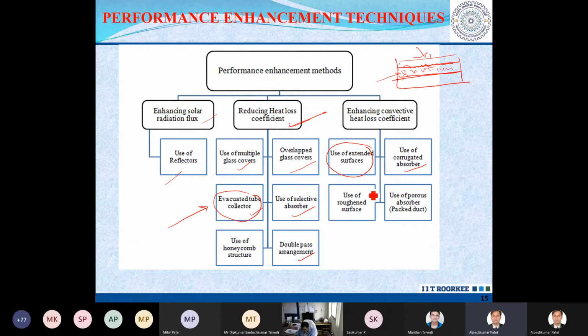And this use of roughened surface, a lot of work has been done and is still going on. I think you have hundreds of studies on this aspect, and still people are working. I don't know how many of you are working in this area, solar thermal, but the scope is how you can bring the results obtained in the laboratory to the field.